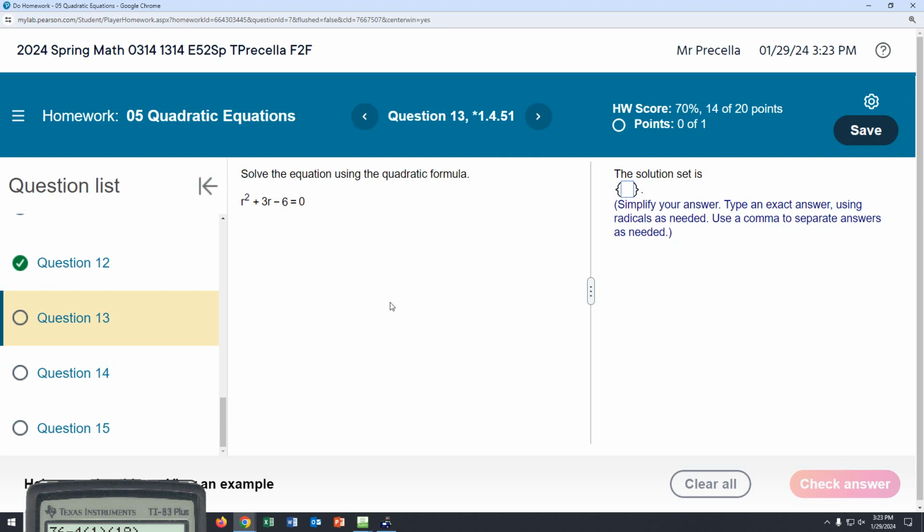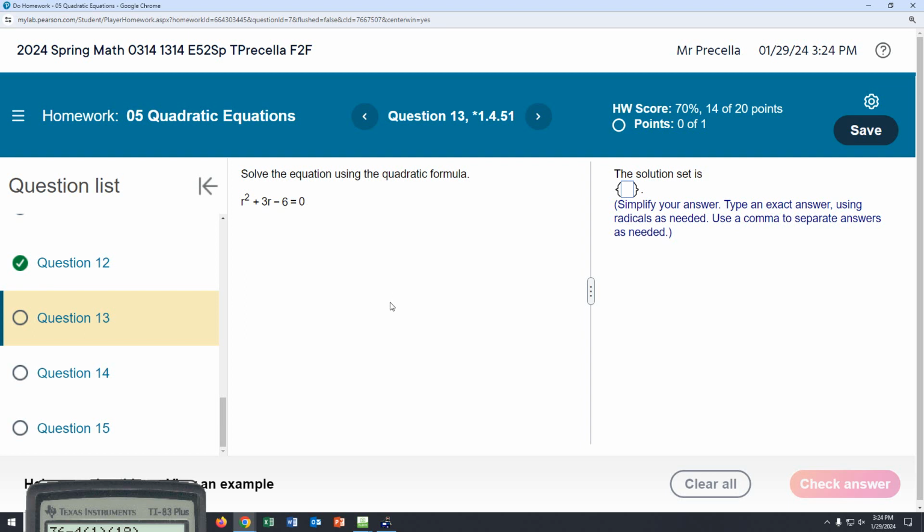So, let's write out a equals, b equals, and c equals. Who wants to call them out? A equals 1, very good. B is 3, and C is negative 6. Good. I'll write down the formula now.